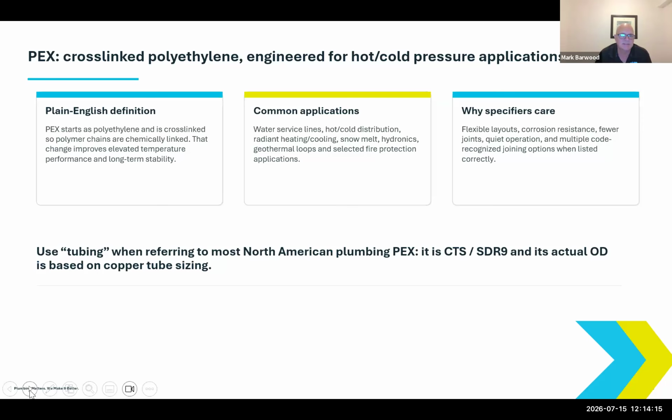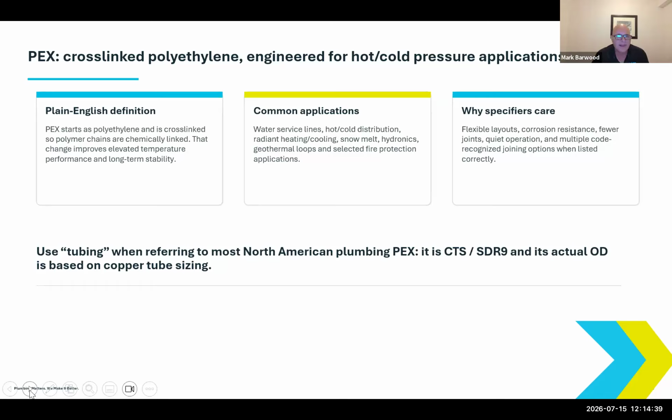Quickly, PEX fundamentals. So I've been selling PEX for years. I was one of the first guys around when PEX made a comeback, in the late 90s, early 2000s. Up until then, we were using polybutylene, and polybutylene failed spectacularly. There were class action lawsuits everywhere.